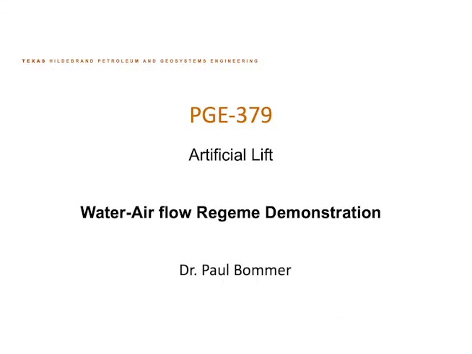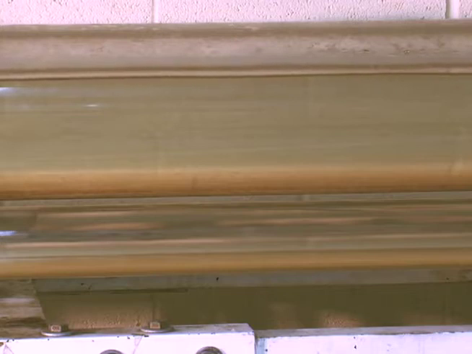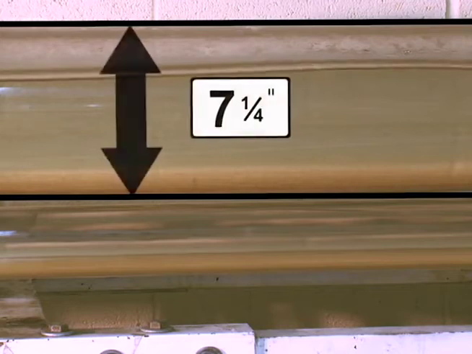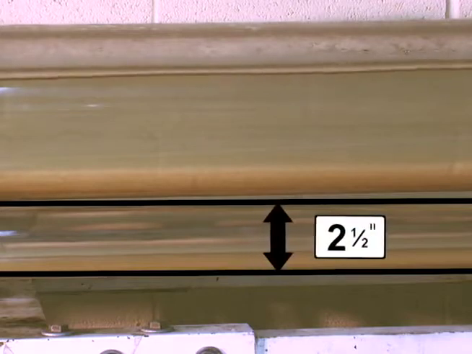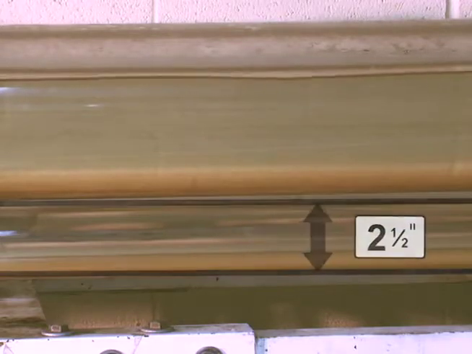This video clip will demonstrate common flow regimes that can be established inside pipes from horizontal orientation all the way up to a vertical orientation. This video was shot in the University of Texas Petroleum Engineering Flow Loop Lab over the summer 2012. The large diameter pipe on the top is a 7 1/4 inch internal diameter, and the smaller tube just underneath it is a 2 1/2 inch internal diameter.